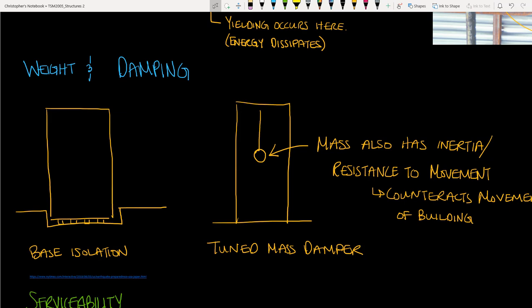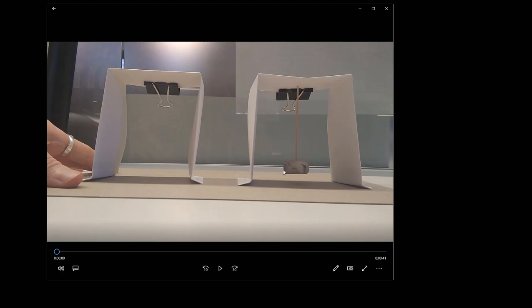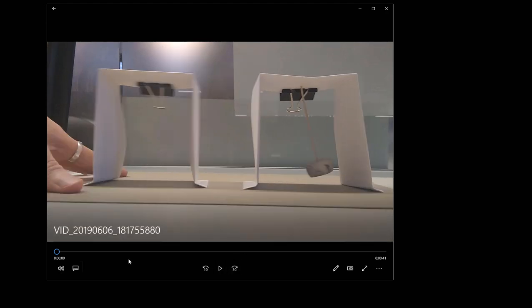Finally, we have tuned mass dampers, and I have a short clip for you that demonstrates how this works, as well as a follow-up video on Moodle. So on the left here, you can see we have something like a moment frame, and on the right, we have the same thing, but now we are hanging a mass, in this case a little eraser, from the top of our structure. And now we're going to apply some lateral accelerations, similar to earthquake motion.